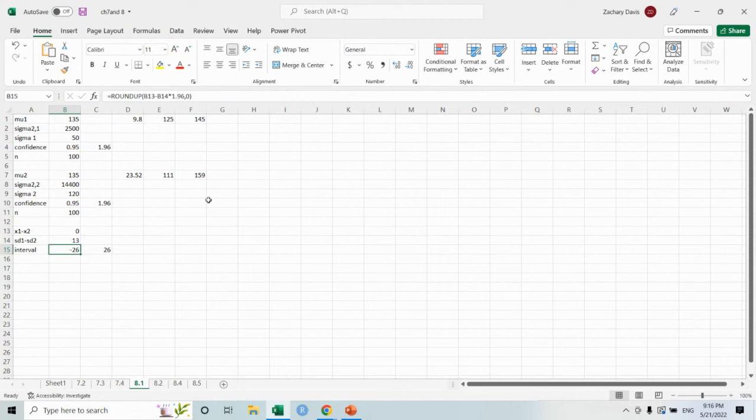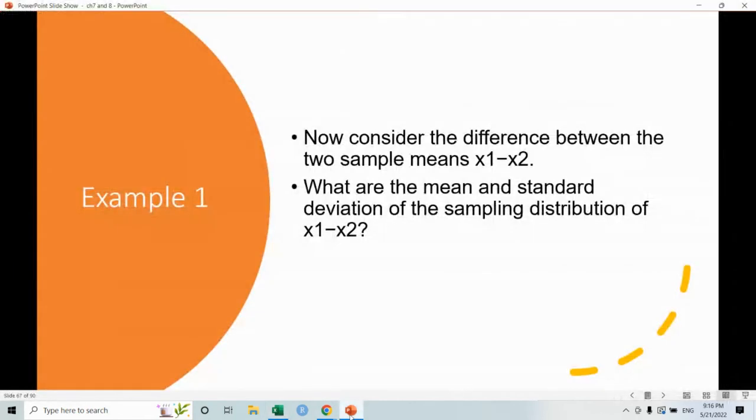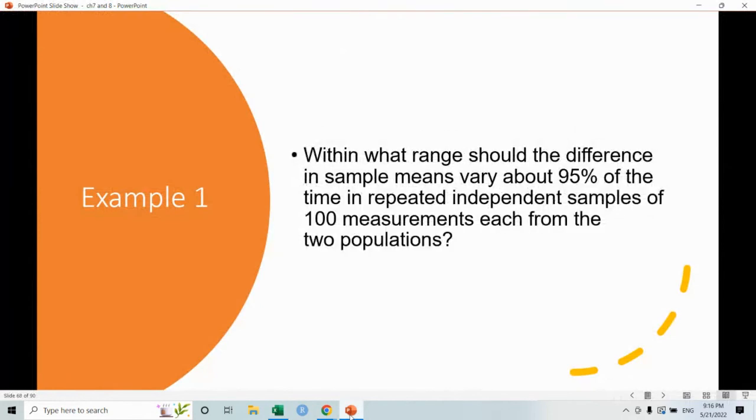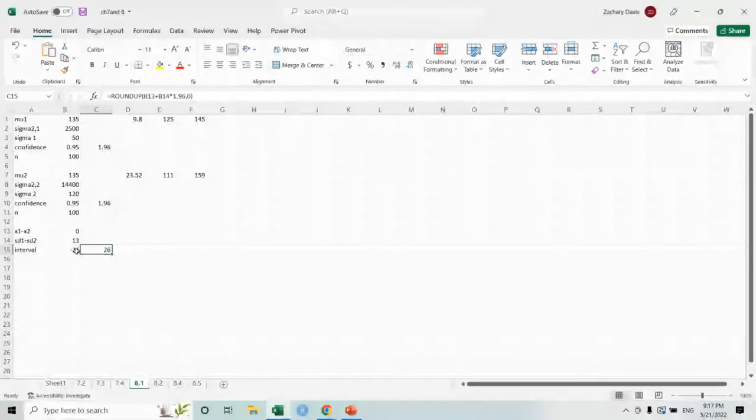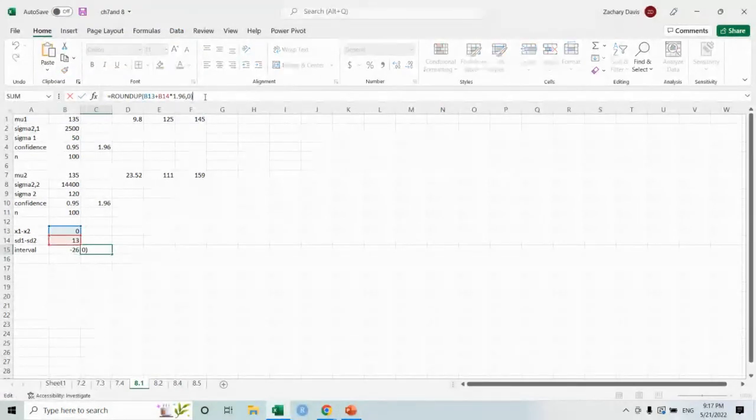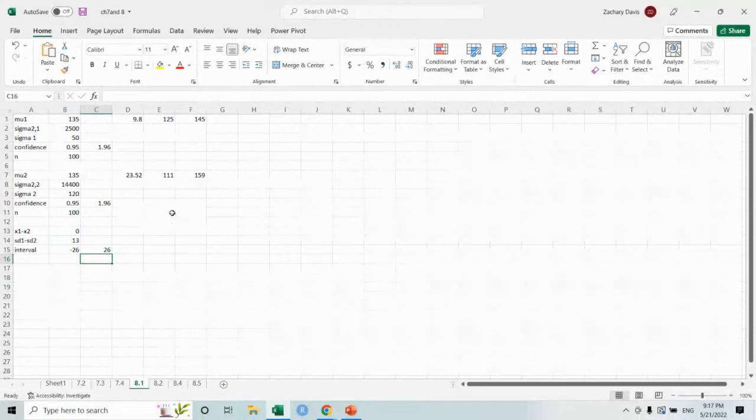And finally, within what range should the difference in sample means vary about 95% of the time, in repeated independent samples of 100 measurements each from the two populations? So we get between negative 26 and 26. So it's plus or minus this value. Calculating that all out, this is the interval that we're interested in.